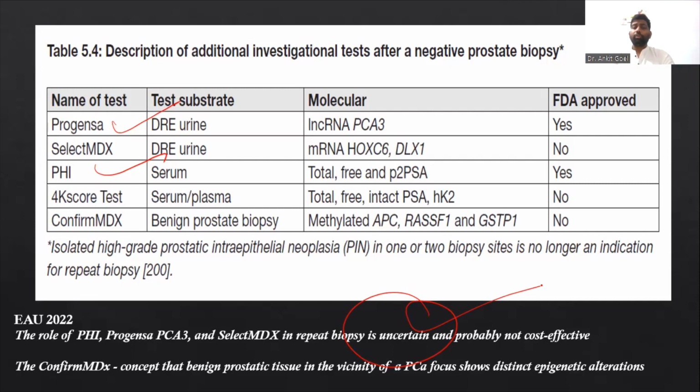But let's talk about this ConfirmMDx slightly. With ConfirmMDx, we get tissue from the benign prostatic biopsy. We take the benign prostatic biopsy from there. And what is the purpose? The concept is that the benign prostatic tissue in the vicinity of the malignant tissue also has some epigenetic alterations, and these epigenetic alterations are picked up by the ConfirmMDx test. It's not a biopsy of the malignant tissue we are taking. It's benign tissue which indicates that there might be a malignancy in the vicinity. So this is a very advanced test, but it's not yet FDA approved. We have to have some idea about this test.